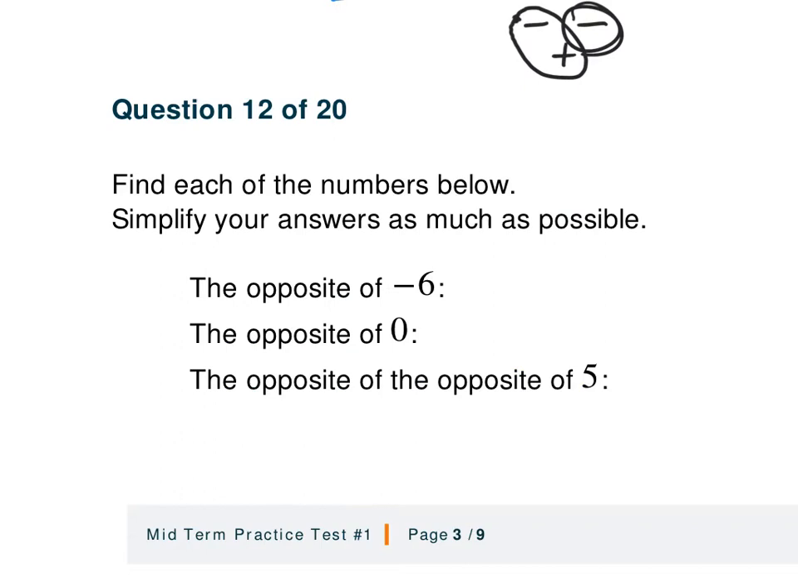So question 12 is asking us to find each of the numbers below and simplify your answer as much as possible. If I ask myself what's the opposite of -6, I know that's going to be +6. The opposite of 0, well, on the other side of the number line from 0, it's just going to be 0. And then I'm asking the opposite of the opposite of 5. So my first opposite here is going to be -5, and then that opposite is going to be +5. So whenever you have the opposite of an opposite, it's always the number you start with.